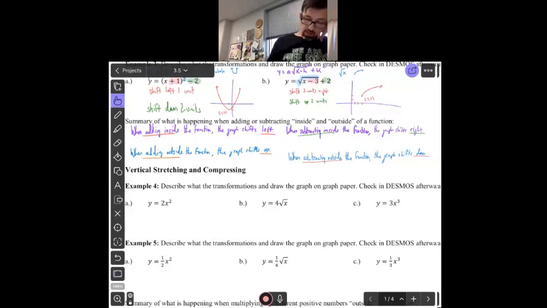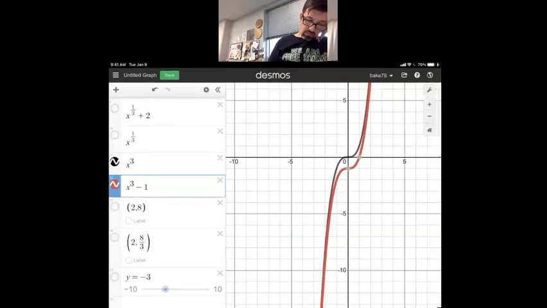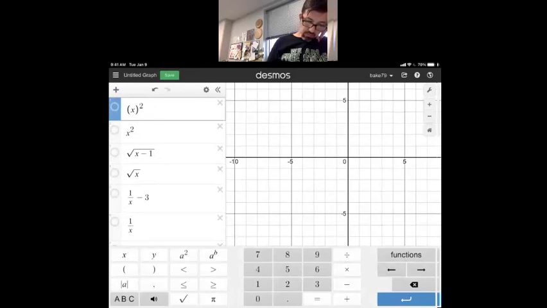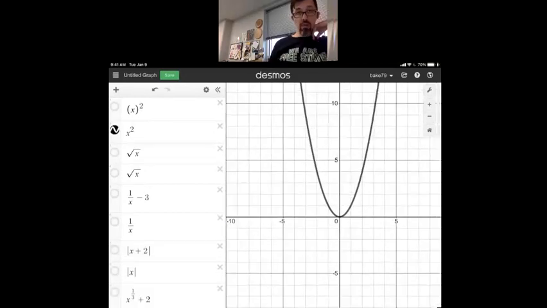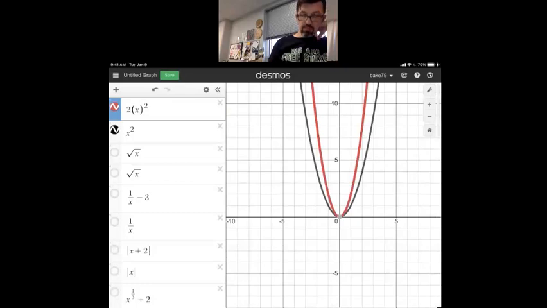Okay. All right. So I'm going to go to what's called vertical stretching and compressing. So look at these functions on Desmos. Go back to x squared. So again, x squared, of course, is our parabola. So it's our parent function. So what if I wanted to have 2x squared? Right. 2 times x squared. What's that look like? So you should notice that the vertex didn't move, right? But now the graph appears to be narrower than in the past.